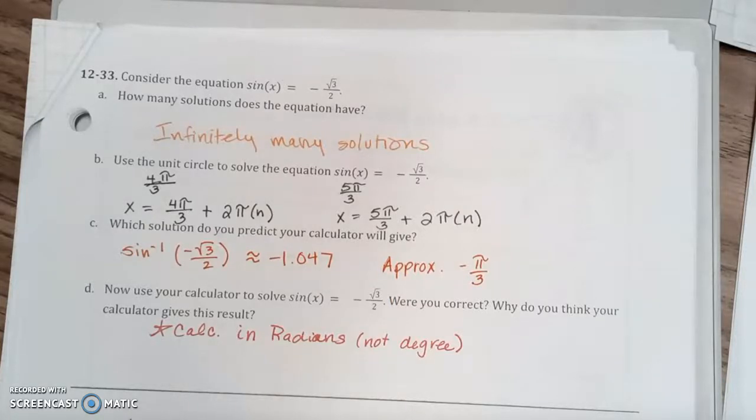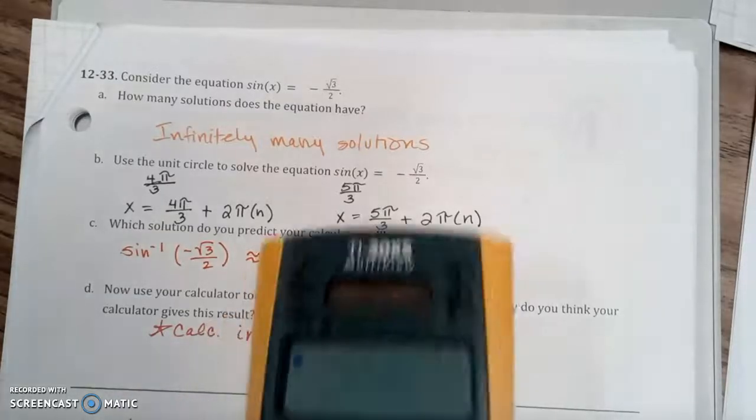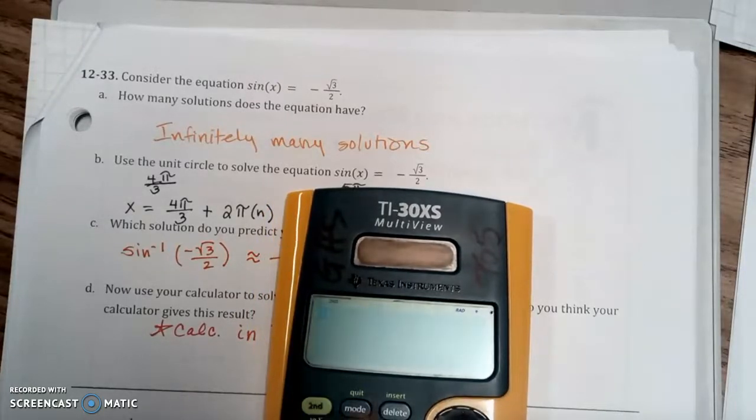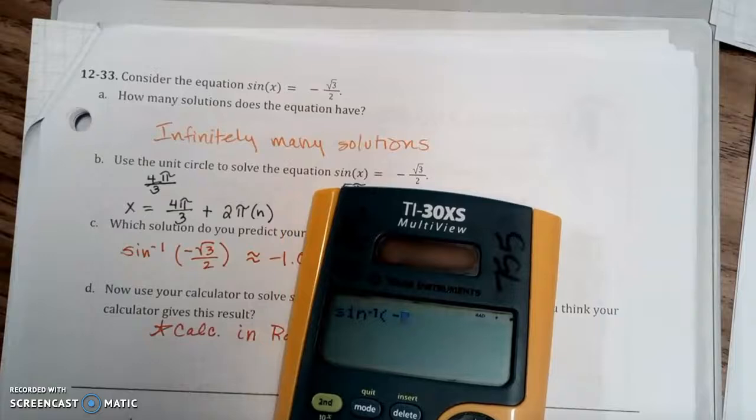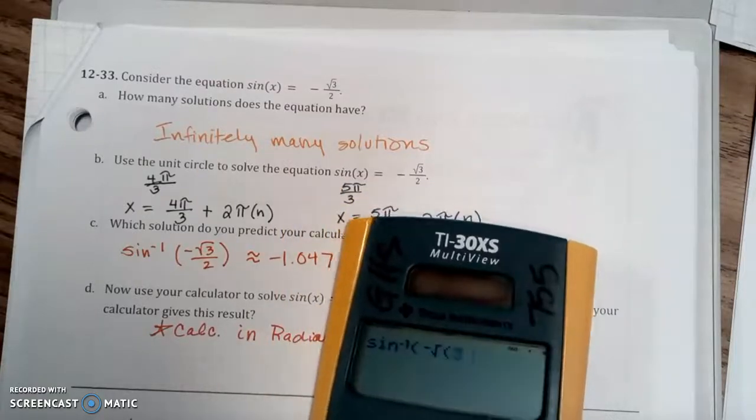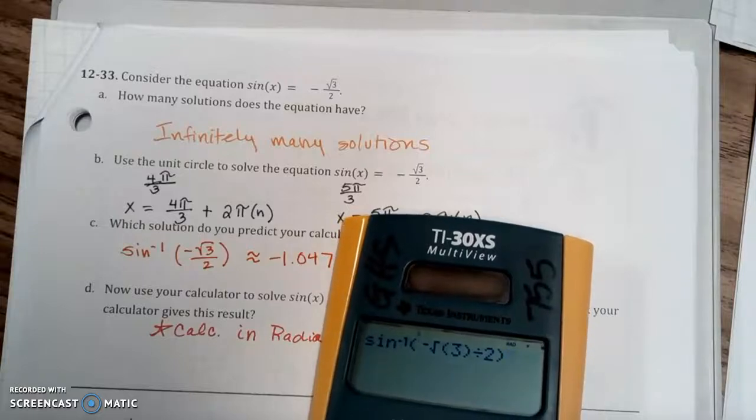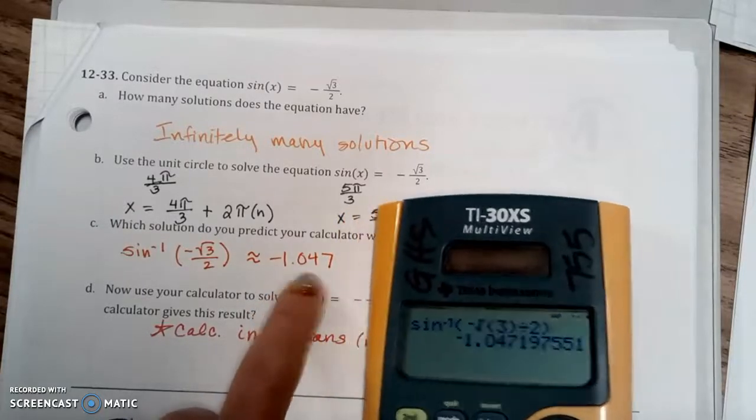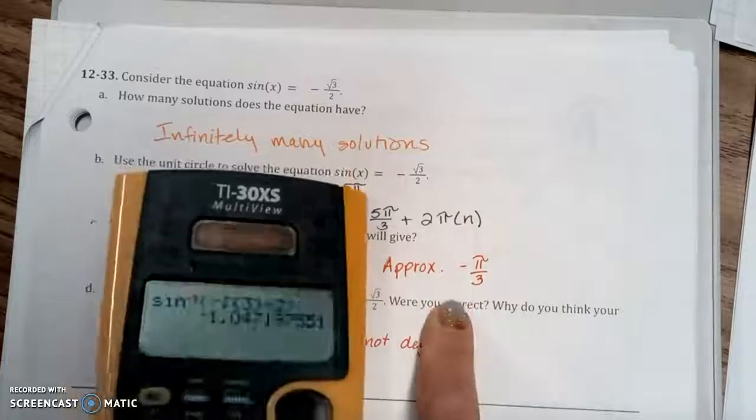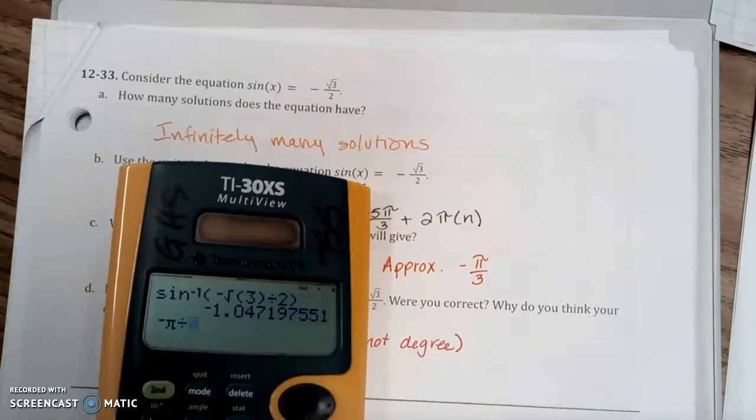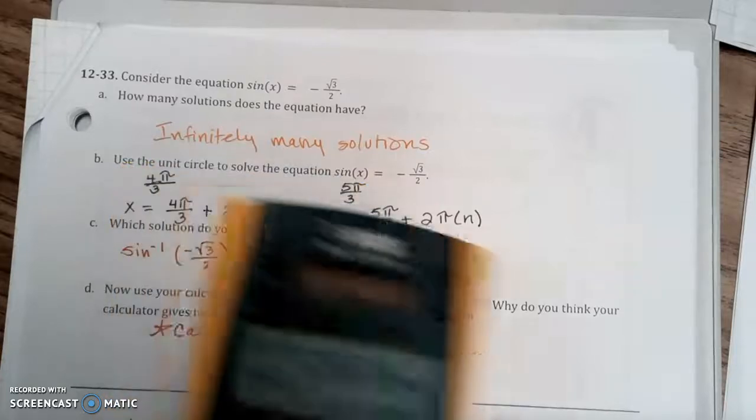So for part C, it says, which solutions do you predict your calculator will give? And so if you type in the inverse sine of negative square root of 3 over 2, it's going to give you approximately negative 1.047, which is the same as if you were to type in negative pi over 3. You're going to get that same answer.